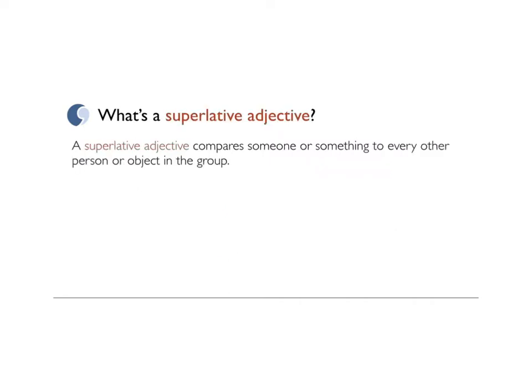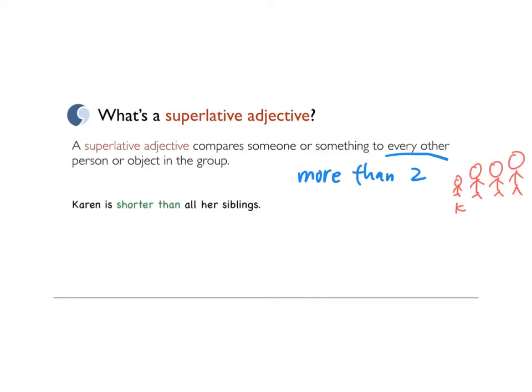You use a superlative adjective when you compare someone or something to every other person or object in the group. That is, in total, you will have more than two people or objects here. For example, if Karen is shorter than all her siblings, maybe she has two siblings or even three, then in this case, you may say, Karen is the shortest kid or child.